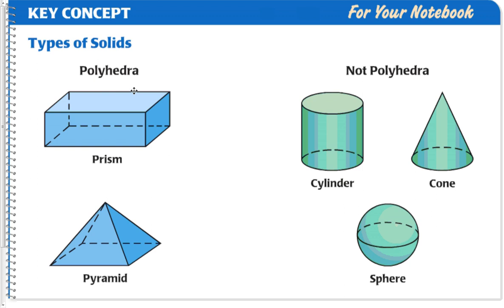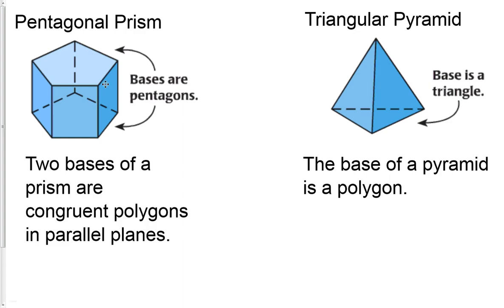We've got a couple different types of solids here. We've got prisms and pyramids, which are polyhedra, made out of only non-rounded shapes, whereas cylinders, cones, and spheres are not considered polyhedra. So a couple different notes here.